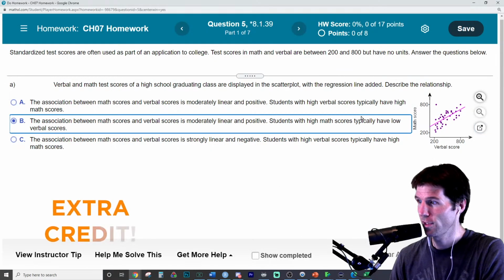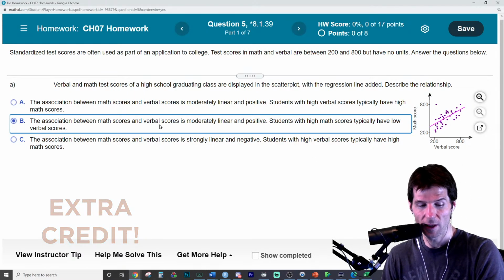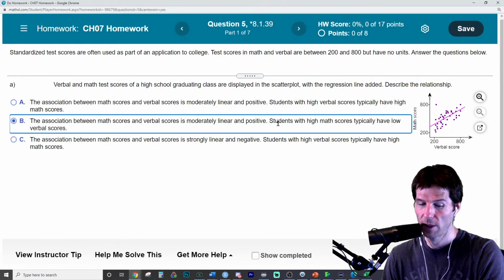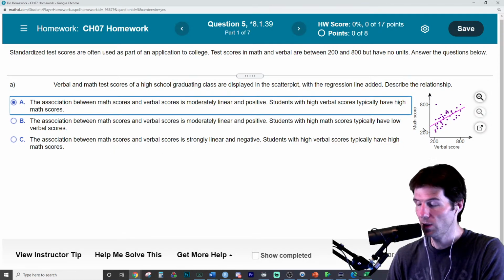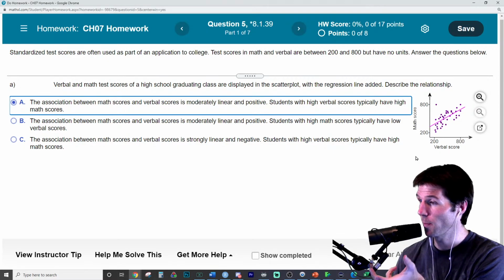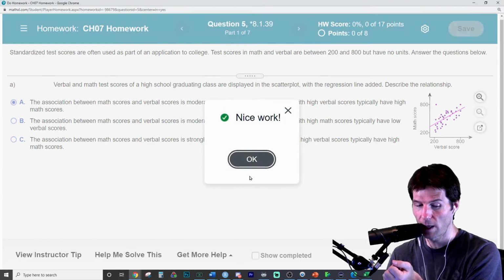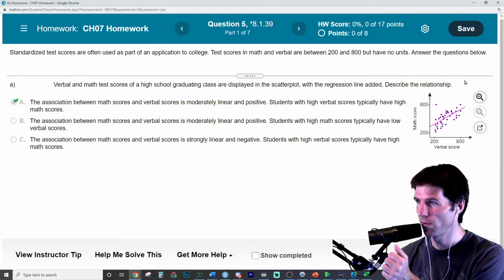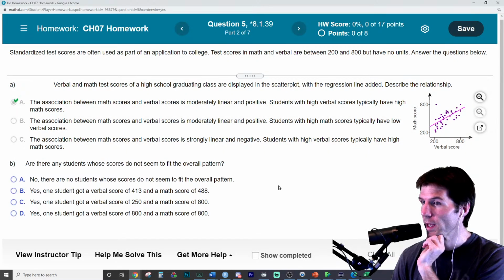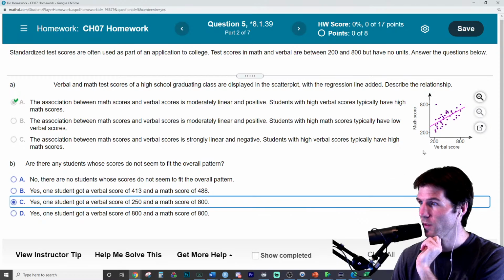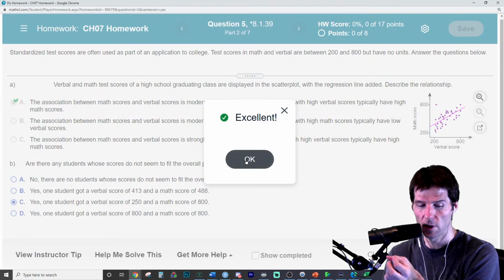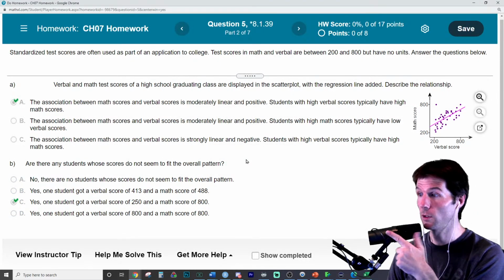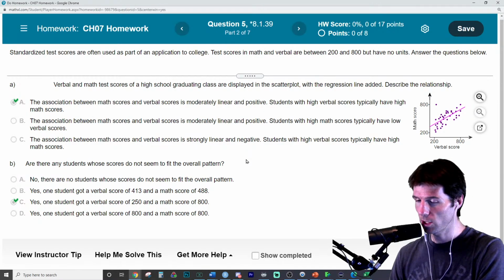So the association between verbal and math scores is moderately linear and positive. Students with high verbal scores typically score high on their math scores. So good stuff right here. We're seeing a positive relationship, and it's moderate, it's linear, all that good stuff. We do have a bit of an outlier. That outlier right here is somebody who made a 250 on verbal, about right here, and an 800 on the math. So that would fail our QQ straight enough, no outliers. So we've got a violation of that condition.